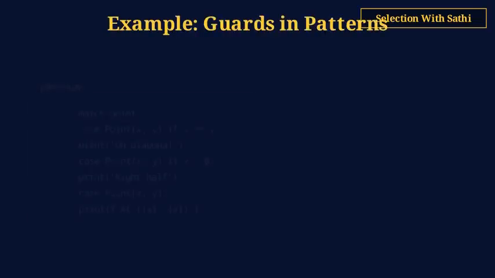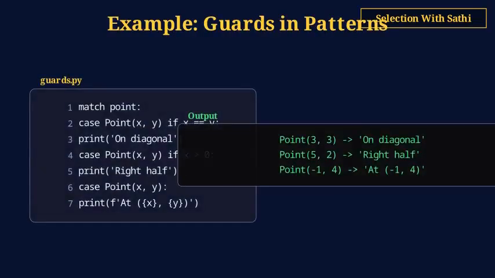Guard clauses add conditions to patterns. Case Point(x, y) if x == y matches points on the diagonal. Case Point(x, y) if x > 0 matches points in the right half. The guard is checked only after the pattern matches structurally. So Point(3, 3) matches the first case and prints diagonal.